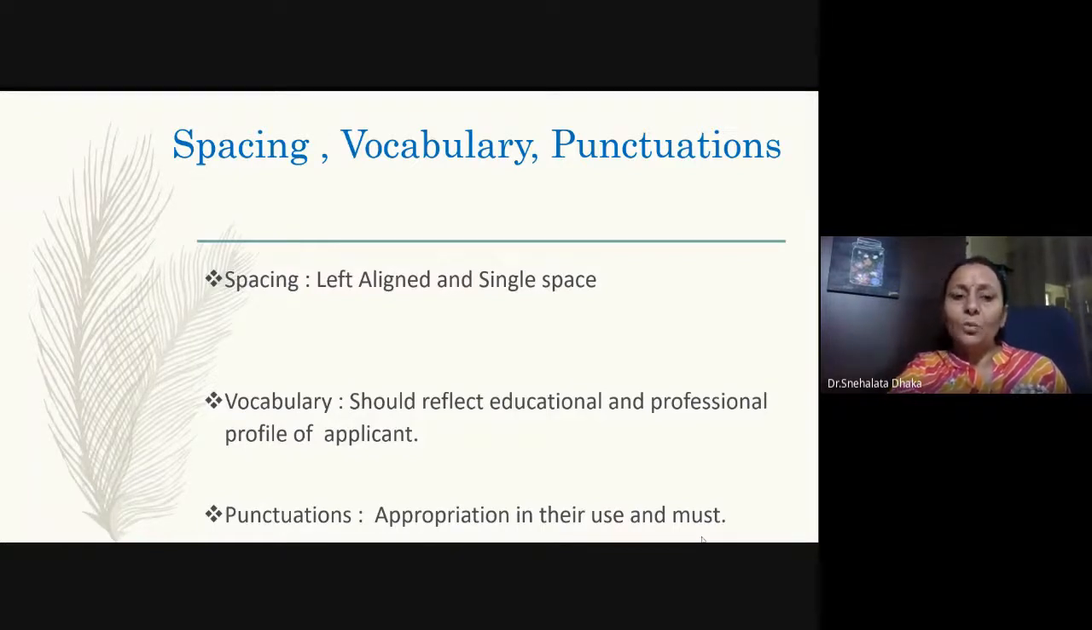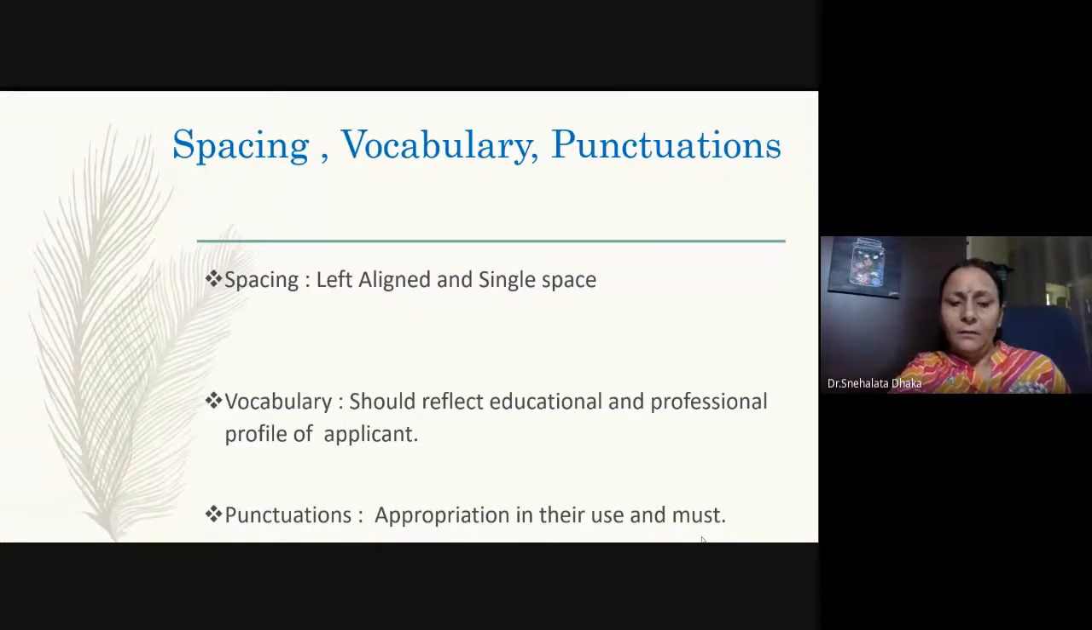Vocabulary means the words which the person is using to develop that job application. Whatever words are used, those should reflect that the person is highly educated, highly competent for the professional purpose. So those effective writing skills should be reflected by that vocabulary part in that job application. Again, it plays a very positive role for the selection of that applicant for the job.